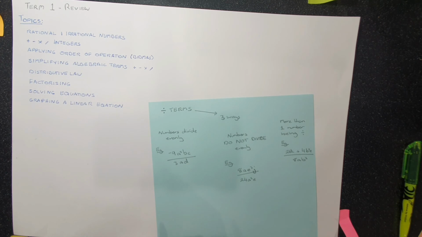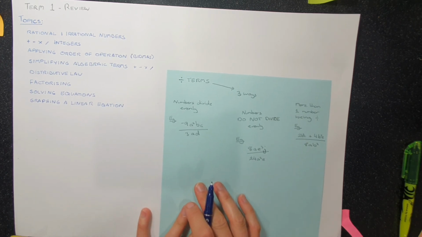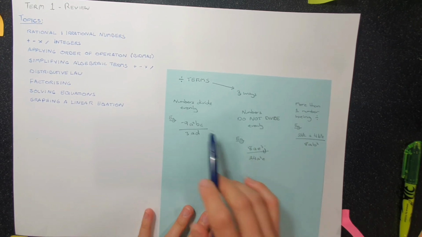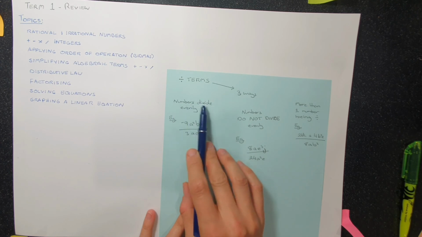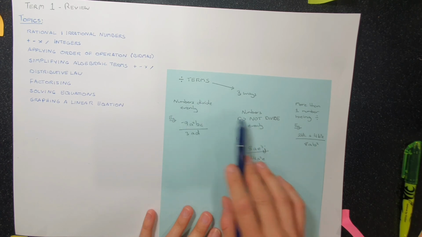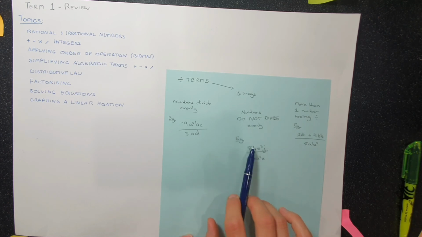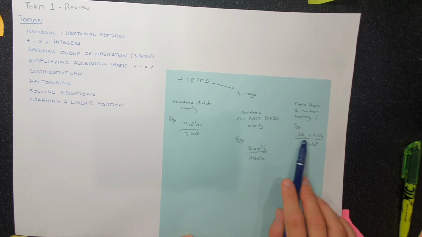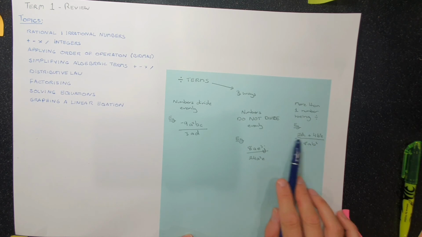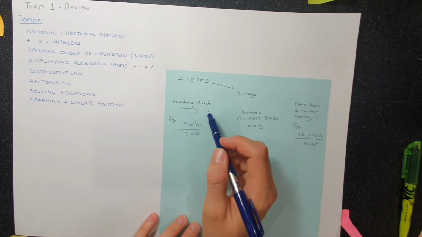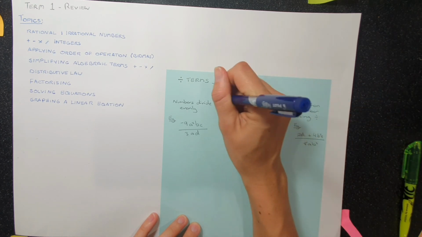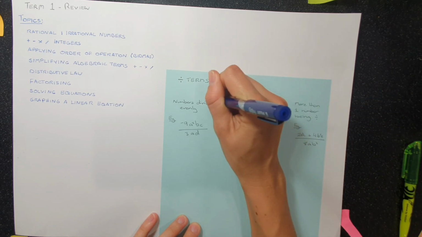In division, we have 3 main ways of dividing algebraic terms. We've got a way that we use when the numbers divide evenly, a way we use when the numbers do not divide evenly, and then a way that we use when we have more than one term being divided by a number. So in this one where the numbers divide evenly, we'll have a look at this one first.